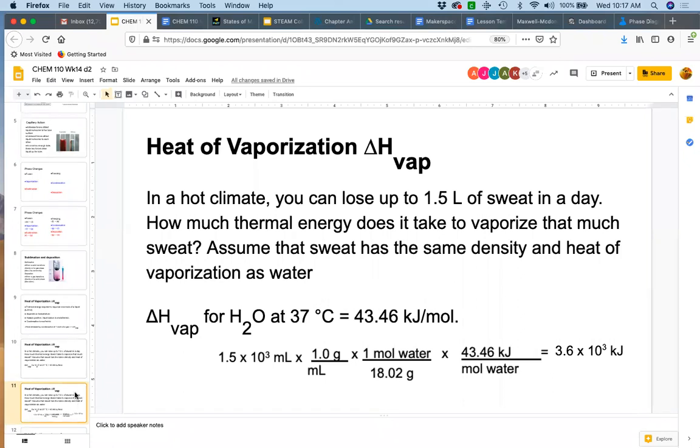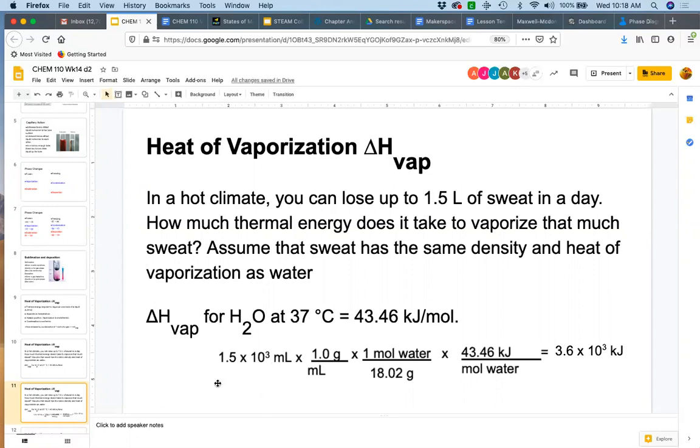So there's a couple of pieces of information you need to pull out of that problem. The first is this 1.5 liters of sweat in a day. We typically think of the density of water in grams per milliliter. So probably the first step is to convert your liters to milliliters so you can cancel these two units. If you're not sure how to do that, remember that there are 1,000 milliliters in 1 liter.